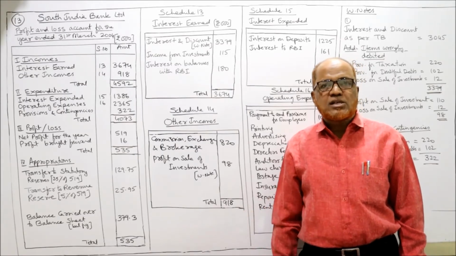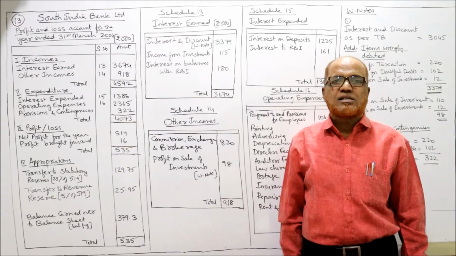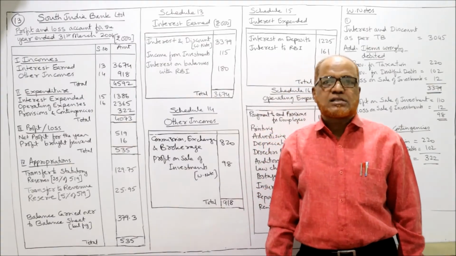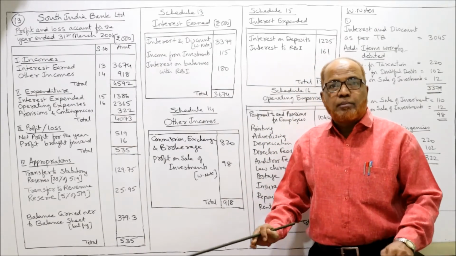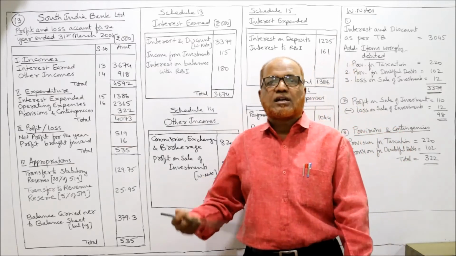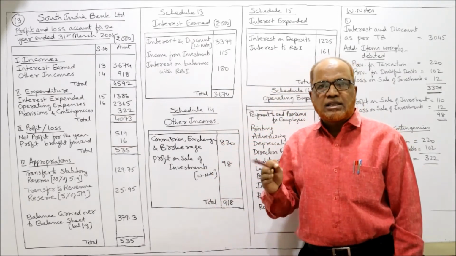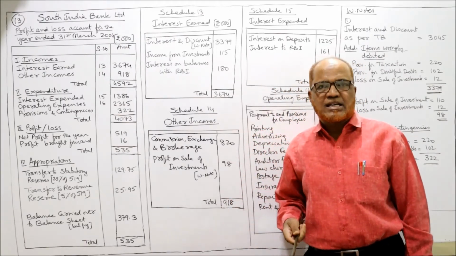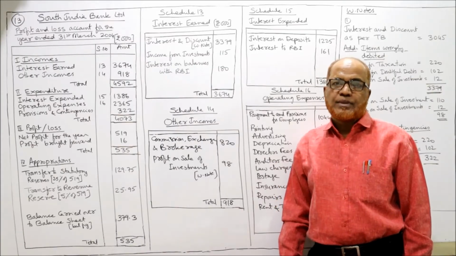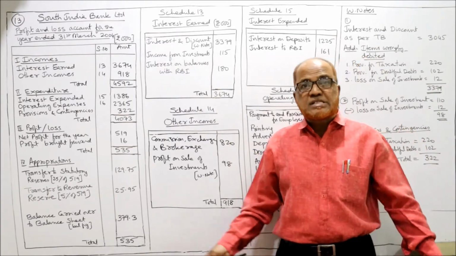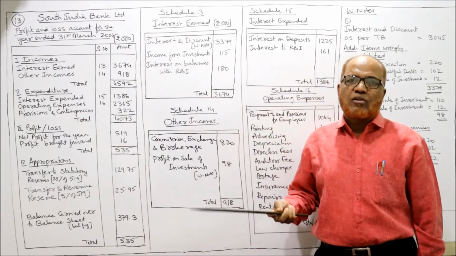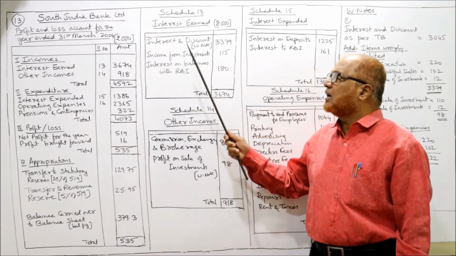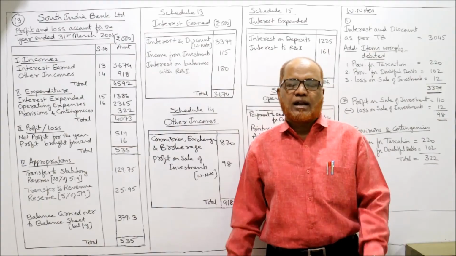Example, provision for taxation should not be deducted from interest and discount, but by mistake it has been deducted. Now we'll add back. Similarly, provision for doubtful debts, according to the law it should not be deducted from interest and discount, but it is deducted in the problem. We add back. Loss on sale of investment was also adjusted in interest and discount. Mistake, add back. Rebate on bills discounted should be deducted from interest and discount, and that is correctly done.